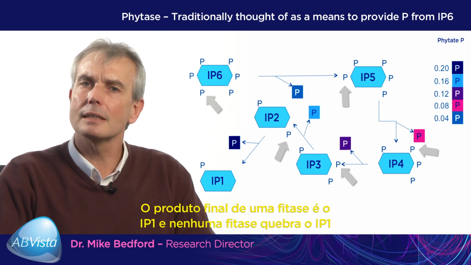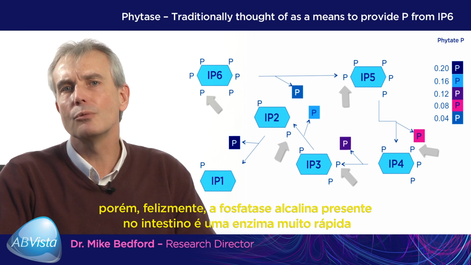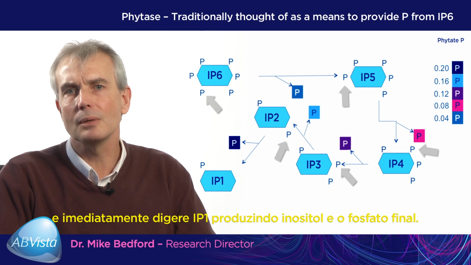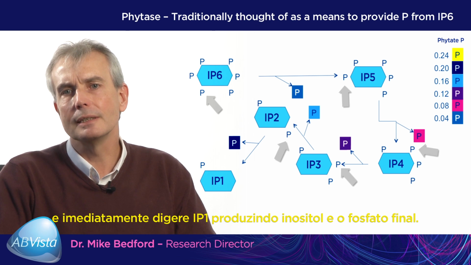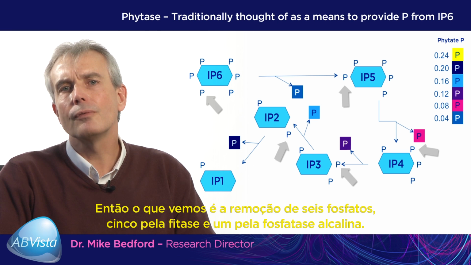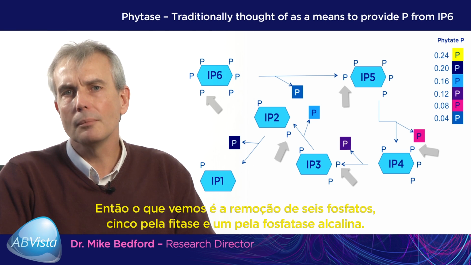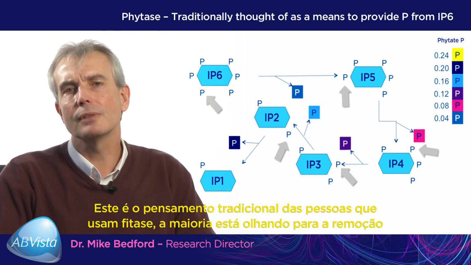No phytase breaks down IP1, but fortunately alkaline phosphatase in the gut is a very rapid enzyme and it will digest IP1, producing inositol and the final phosphate very rapidly indeed. So what we see there is the 6 phosphates have been removed, 5 of them by phytase and 1 by alkaline phosphatase. That is how people have traditionally thought of using phytases.